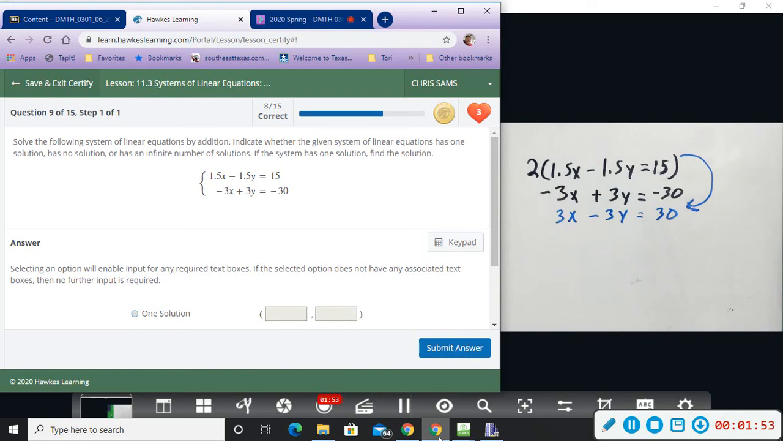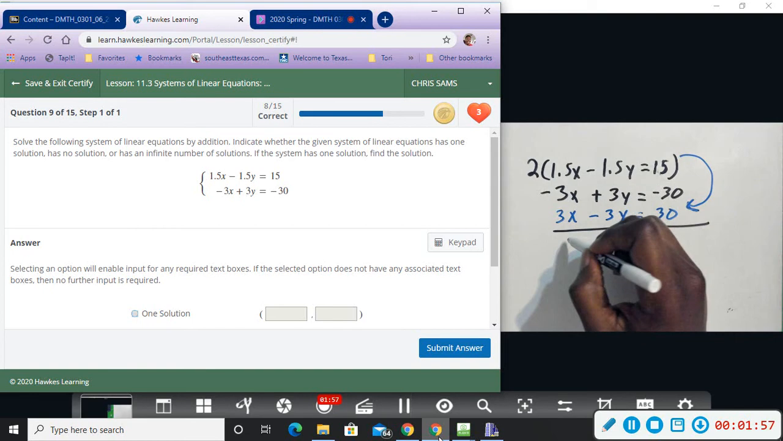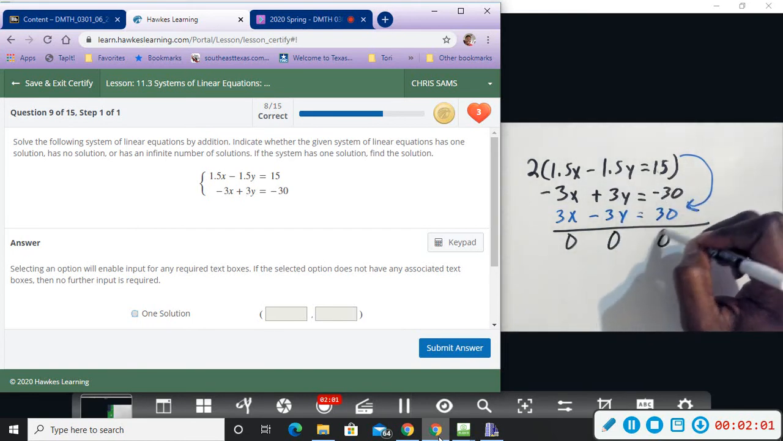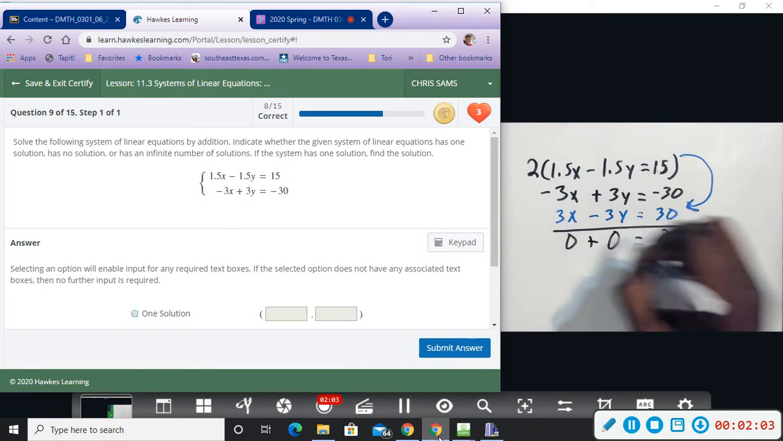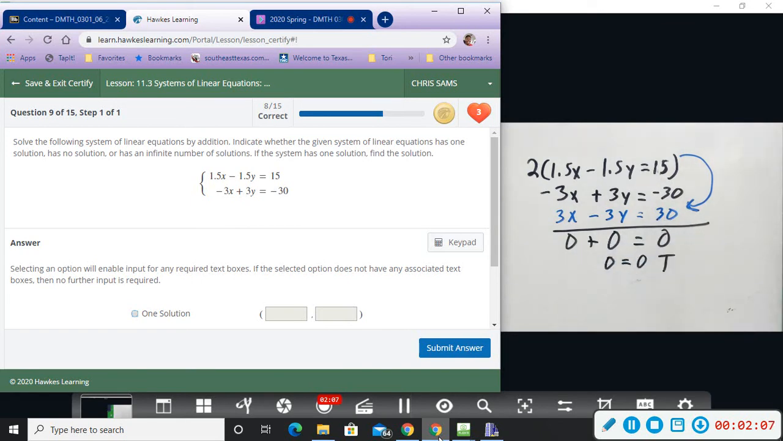Alright, so now we're going to combine these two equations. These are opposite, 0. These are opposite, 0. 0 equals 0. That's true. So that means infinitely many solutions.